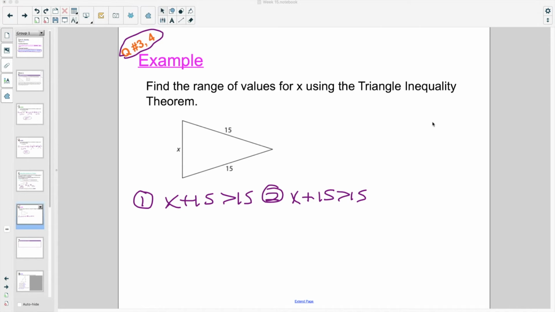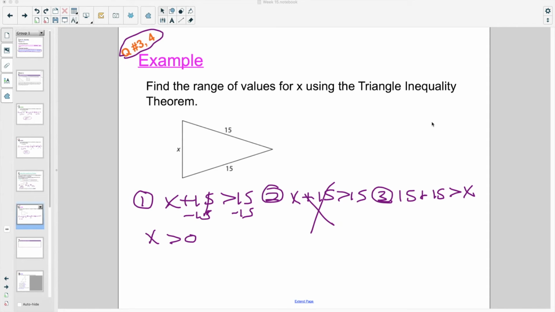So then our third one would be 15 plus 15 has to be greater than x. Okay, so let's isolate x and we'll get kind of our bounds here. So our first one, we would go ahead and subtract 15 from both sides. So we end up getting x is greater than 0. Our second one is going to give us the same thing. So we don't need to solve that, right? We're not going to get a negative there, so it doesn't matter.